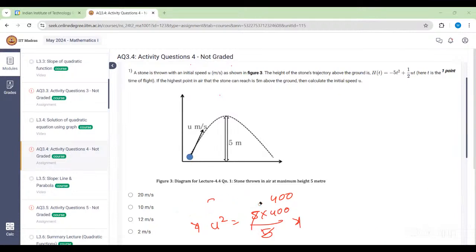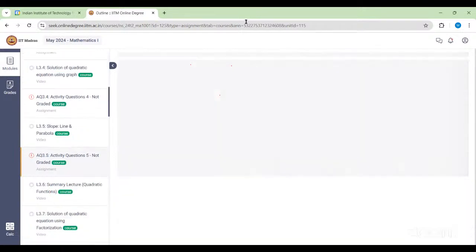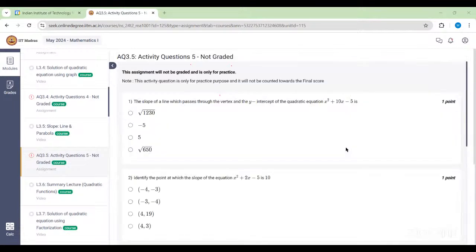It happens actually. Any other doubt from this activity, activity 3.4? No, ma'am. Okay, I'll come to you, Sagar, about your question after some time, and we can discuss. Let's go to the next activity, 3.5. There is one doubt from 3.5, I guess, the fourth question.